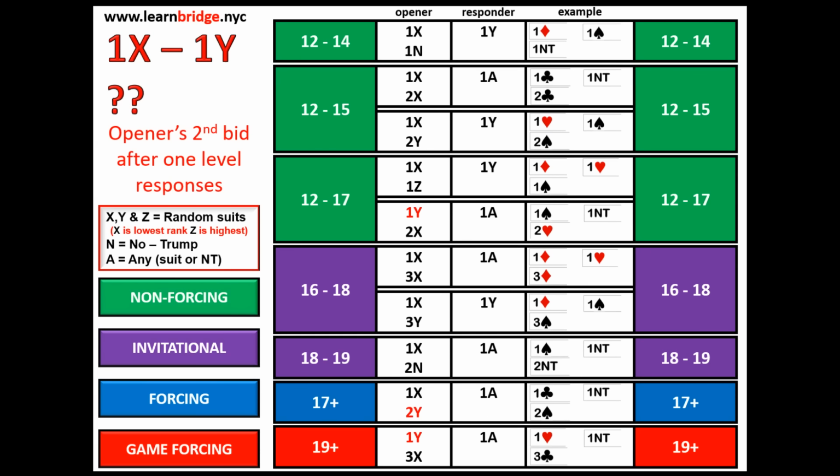So you can see in this little box here, the opener is opening a higher ranking suit and then bidding a lower ranking suit second, right? So that will come into play when we get a little bit further down the chart.